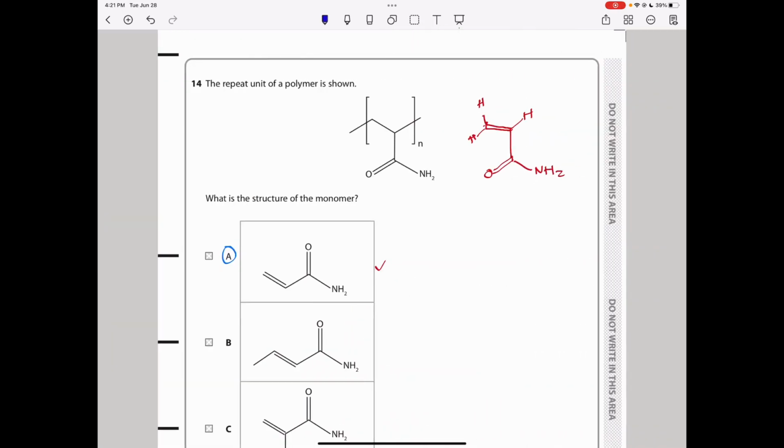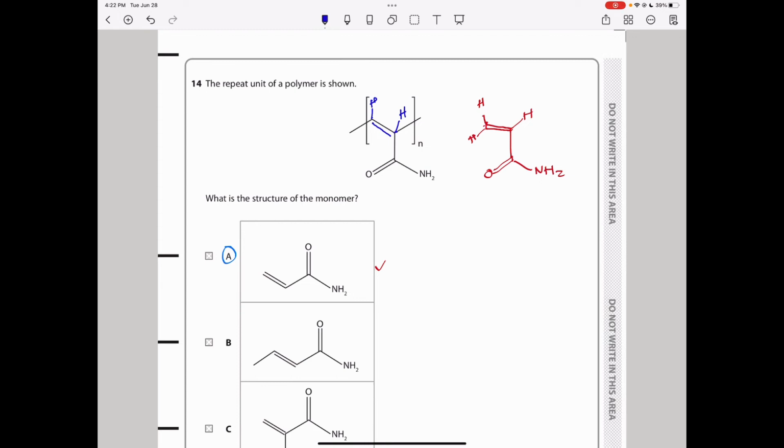Question 14 asks, the repeat unit of a polymer is shown. So they ask, what is the structure of the monomer? Now we know if you're talking about a polymer and this is a repeat unit, it means the double bond must have been here. So all I need to do is position the double bond and show the hydrogens. I always prefer to show the hydrogens so that it's easier for me to see it properly.